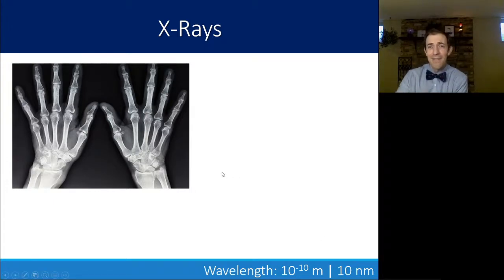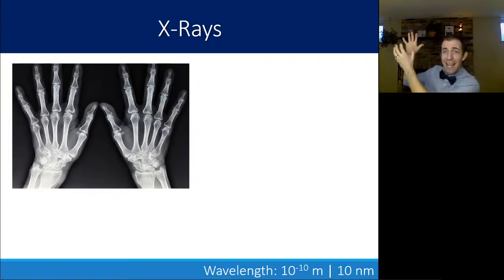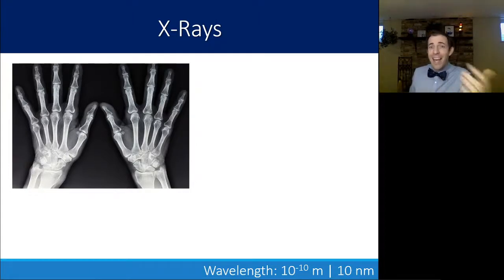Same as if I were to cast a shadow of my hand using visible light, I would see an outline of my hand. With an X-ray, what I'm seeing is an outline of the bone. This is just an inverse, a photo negative of that to make the black turn into white so we can see those bones more clearly. An X-ray has a wavelength of 10 nanometers, which is 10 to the minus 10 meters.